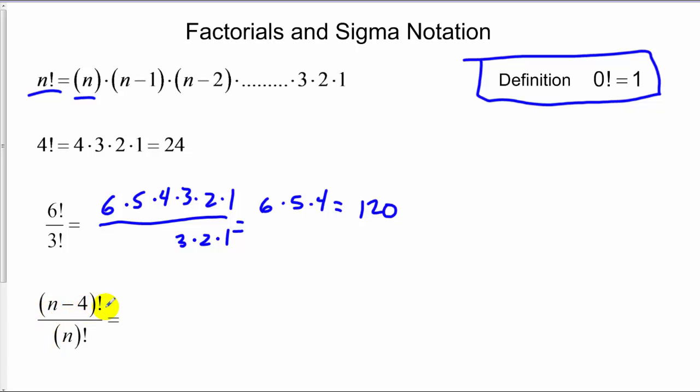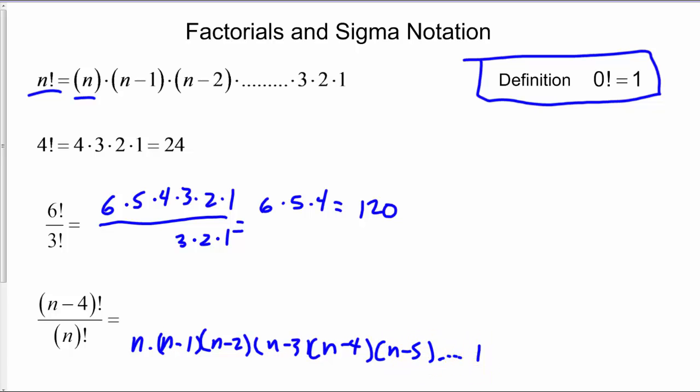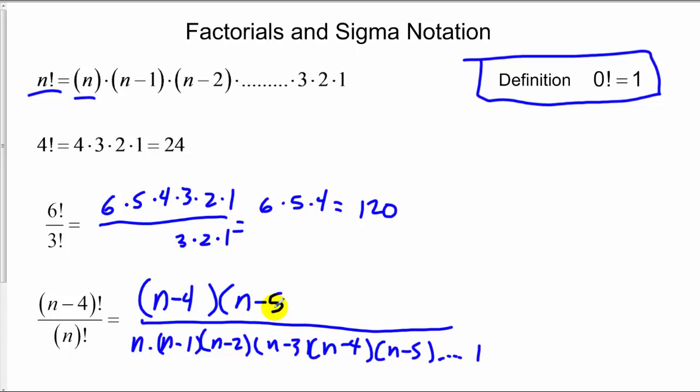To get n factorial over n minus 4 factorial, keep in mind n factorial is n times n minus 1 times n minus 2 times n minus 3 times n minus 4 times n minus 5 until I get down to 1. N minus 4 factorial is going to start with the n minus 4 term. And then I take 1 from that and multiply it. So that's n minus 5. Then I take 1 from that until I get all the way down to 1.